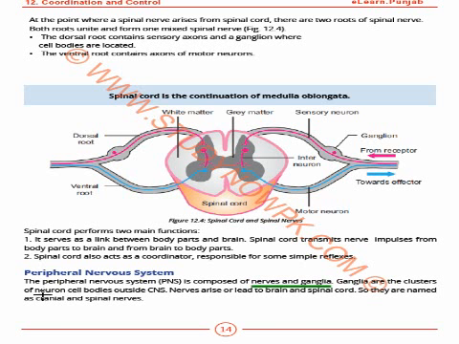Ganglia are the clusters of neuron cell bodies outside the CNS. Nerves arise from or lead to the brain and spinal cord, so they are named cranial and spinal nerves. Now they have two kinds of nerves, whether they are cranial or spinal.